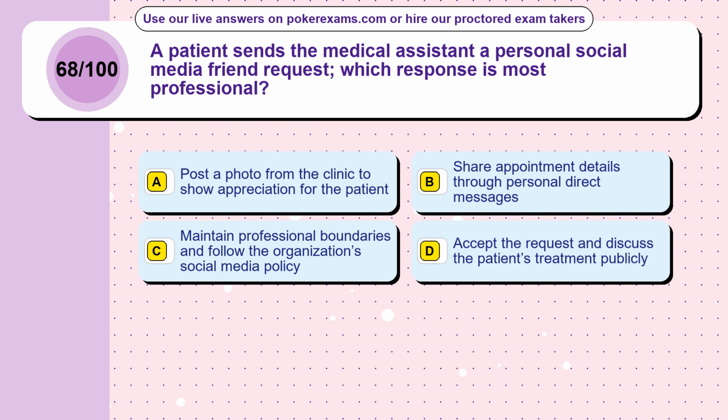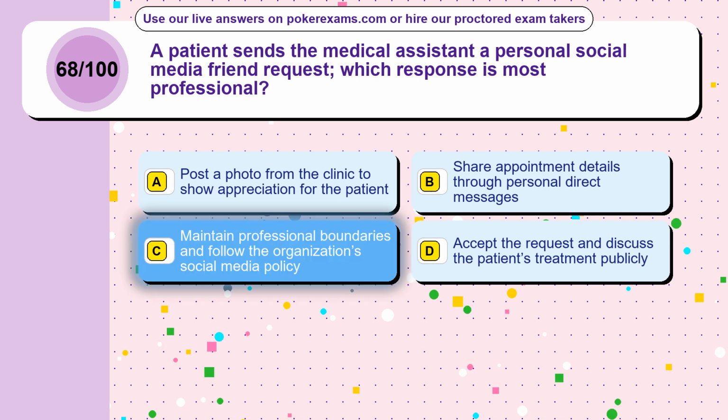Question 68. A patient sends the medical assistant a personal social media friend request. Which response is most professional? Option A. Post a photo from the clinic to show appreciation for the patient. Option B. Share appointment details through personal direct messages. Option C. Maintain professional boundaries and follow the organization's social media policy. Option D. Accept the request and discuss the patient's treatment publicly.